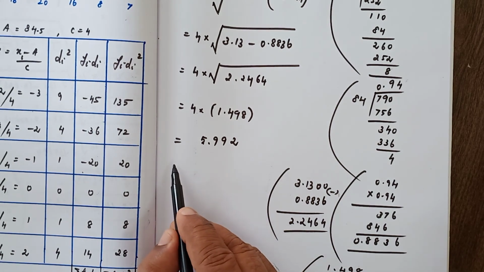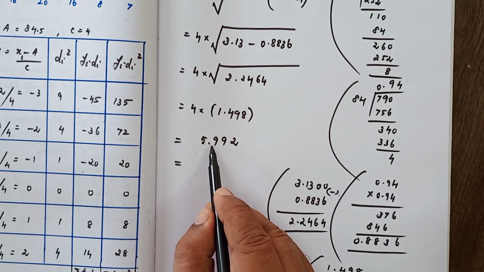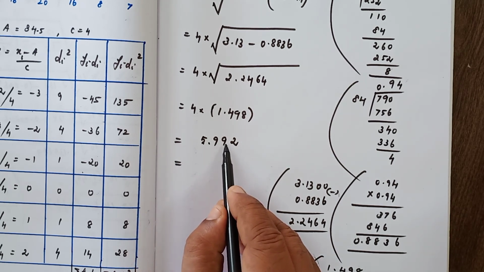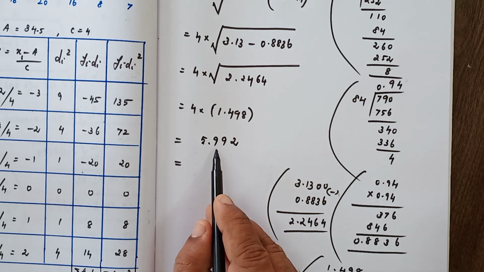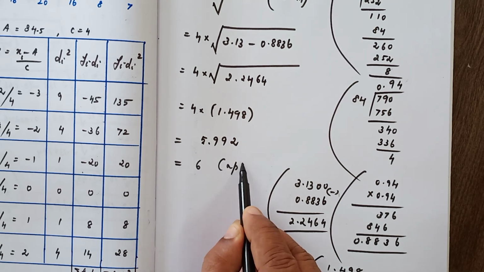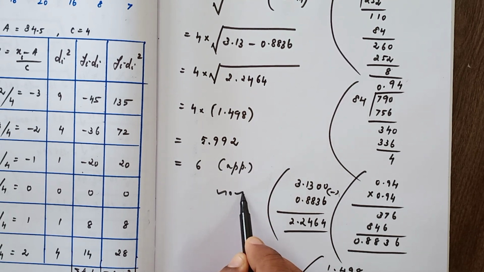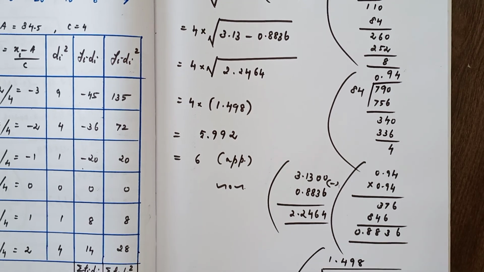So here you can write approximately, since it is 0.99, if we add 1 to the integral part, we can write 6. 5.99 is approximately equal to 6. Okay, that's all. Problem number 12 is completed. I'll be teaching problem number 13 in the next video. Thank you, children.